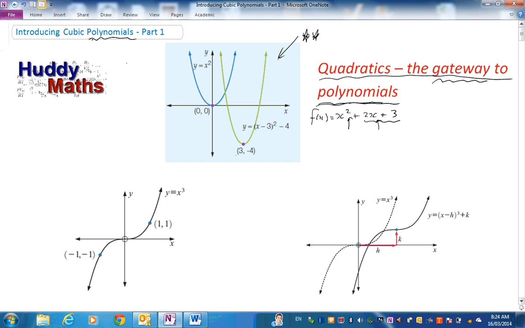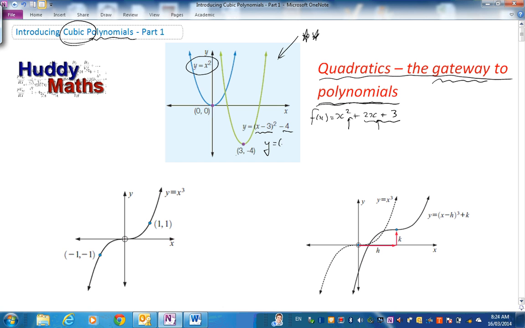Cubics are what we're going to talk about here. Here's the title over here, Introducing Cubic Polynomials. And we can build on that. So let's have a look at some of those things. And I think the most important thing is to say, okay, here's our parent function. y equals x squared is a simple quadratic. And if we then take the formula and put x take 3 squared take 4, I hope you remember that.